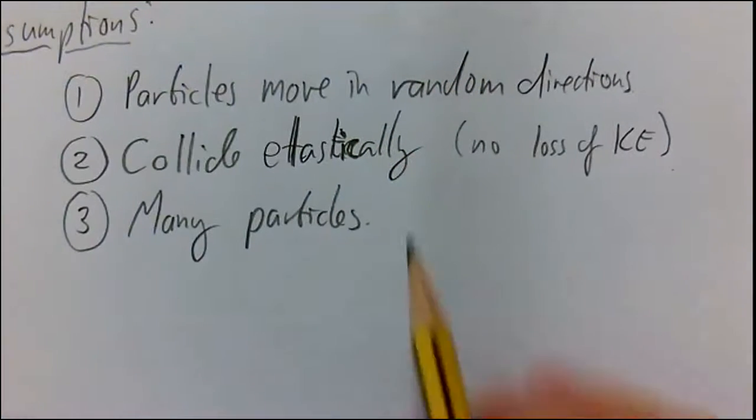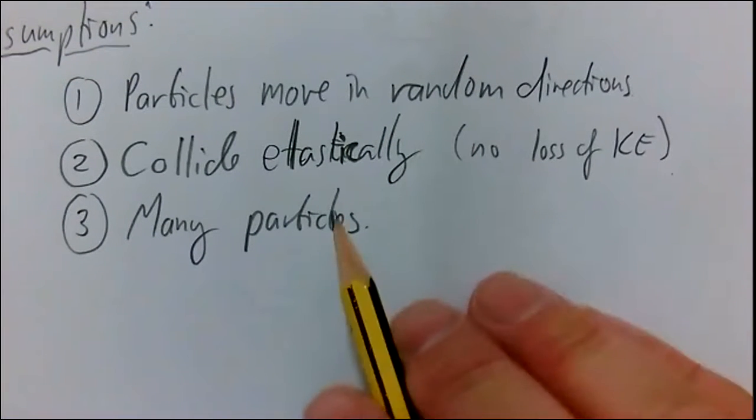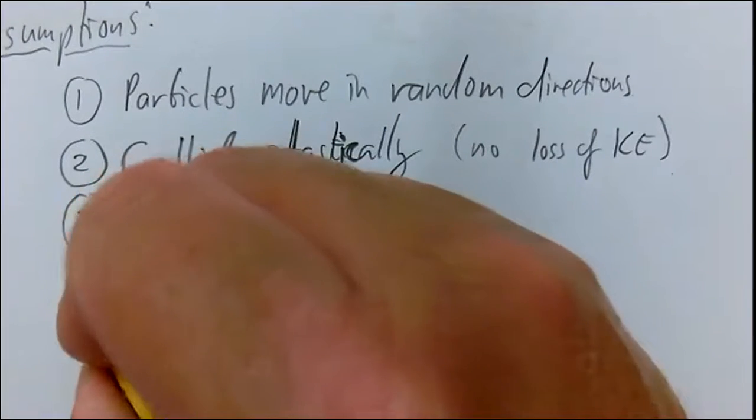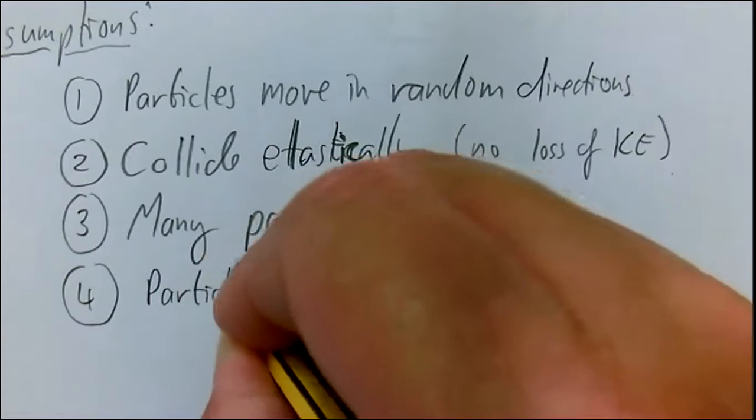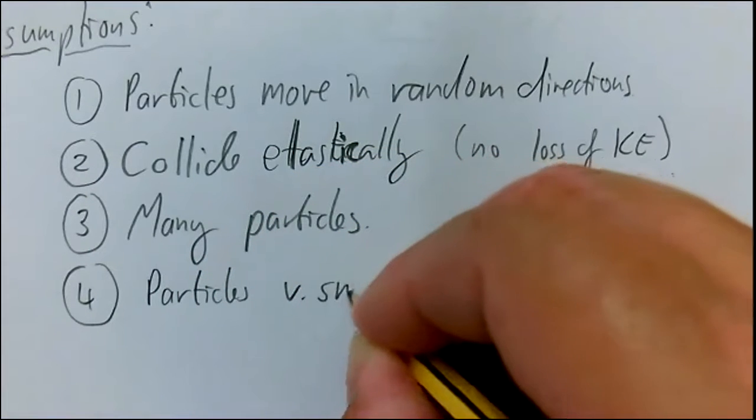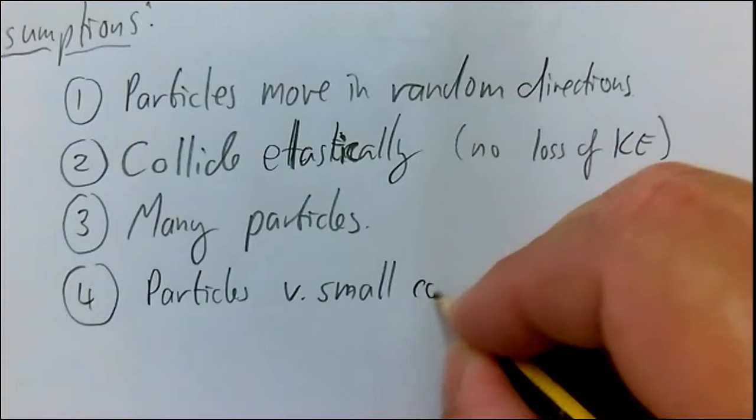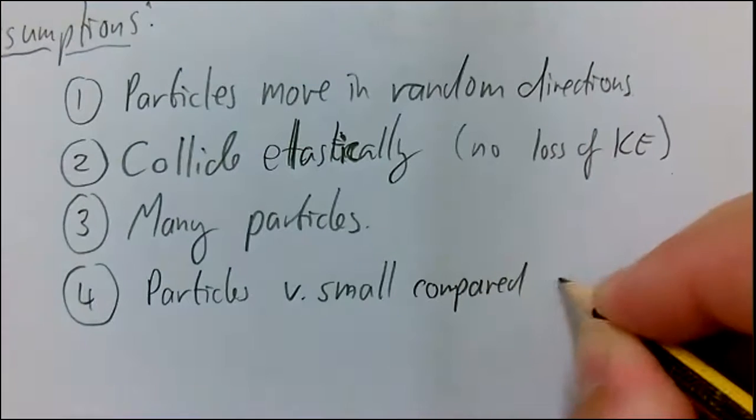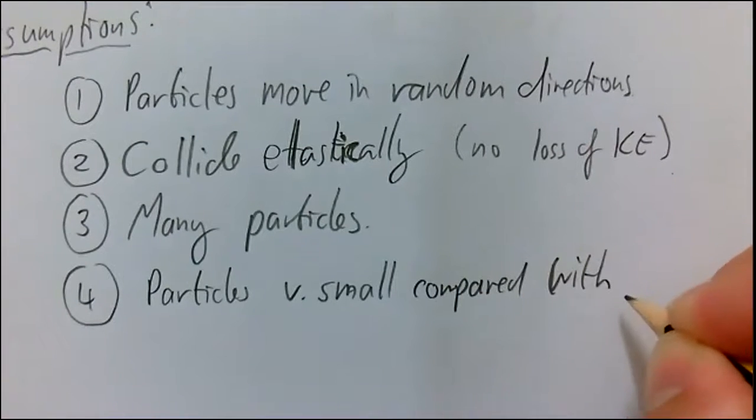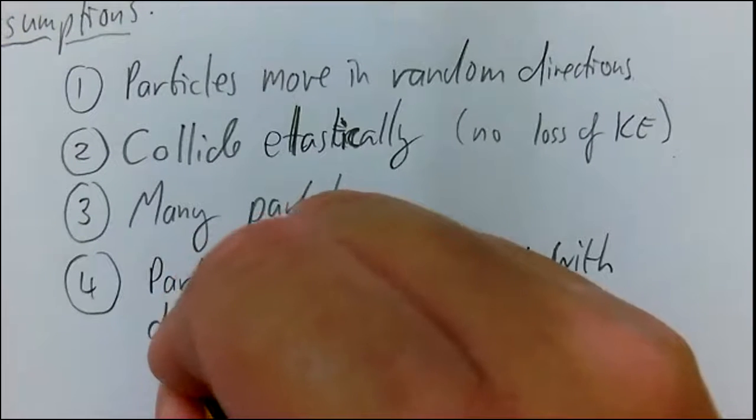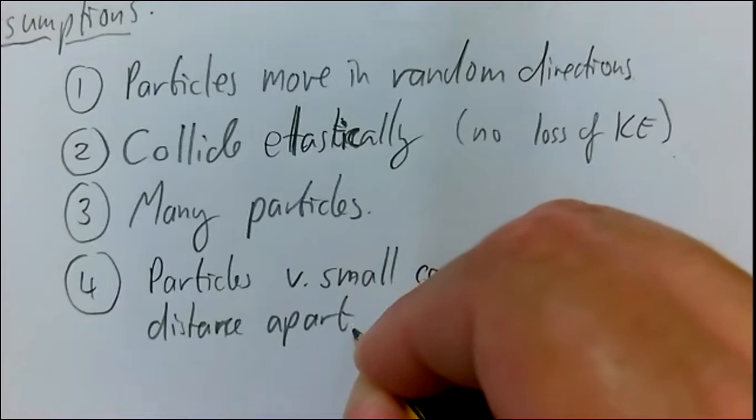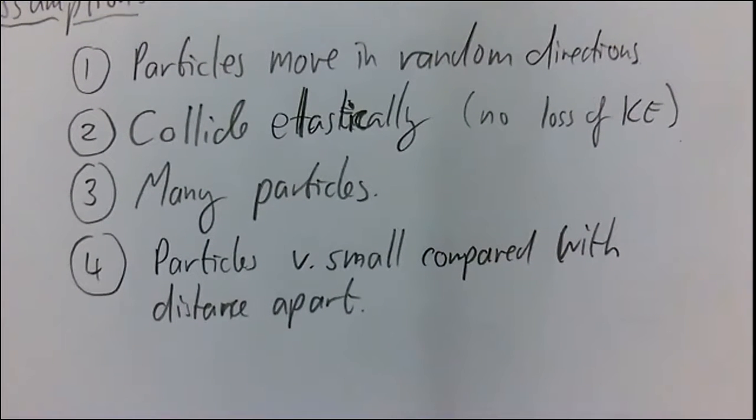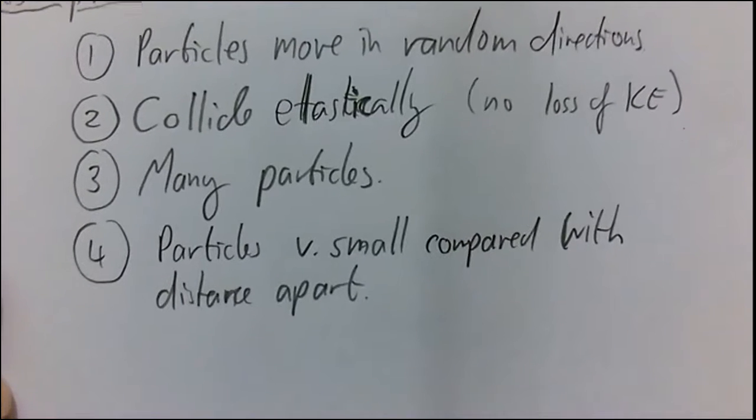We're going to assume a large number of particles, which means that the random directions kind of cancel each other out a little bit. We're going to assume the particles, the molecules or atoms, are very small, size is negligible compared with the distance apart. And that ensures that the gas does obey Boyle's law. Otherwise, if the particles were very large, then you get to a certain point where the particles will all be touching each other and you couldn't compress the gas any further.